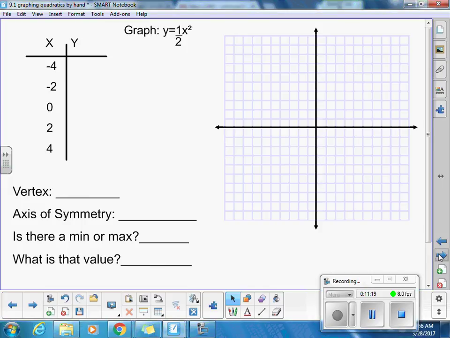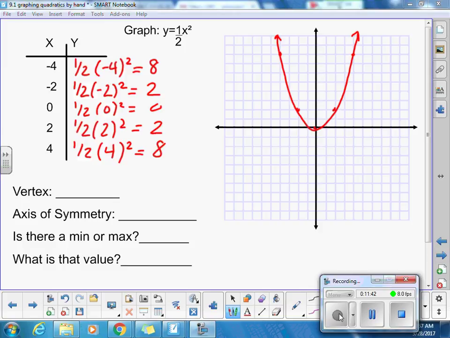So 1/2 x squared we're going to graph this time. Last time we had -3, this time we're doing 1/2. So if I plug in -4, and you see I changed my numbers slightly because these are all numbers that are divisible by 2, so they work a lot better. Go ahead and plug them all in and then come back and see if we match. So use your calculator and plug them in.